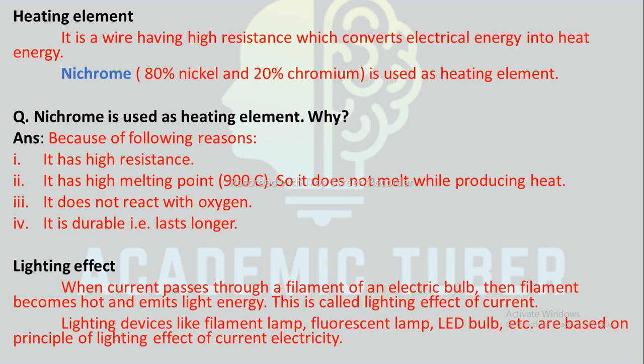Next one is lighting effect. When the current passes through the filament of an electric bulb, the filament becomes hot and emits light energy. This is called lighting effect of current. Lighting devices like the filament lamp, fluorescent lamp, and LED bulb, etc. are based on the principle of lighting effect of current electricity.